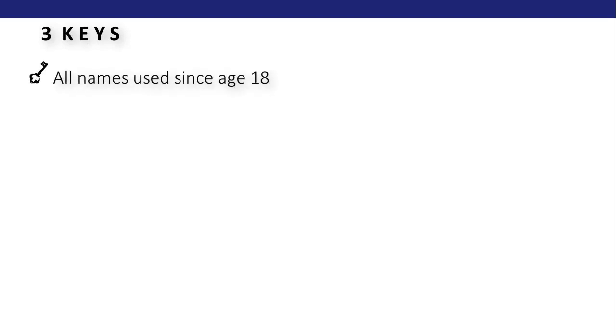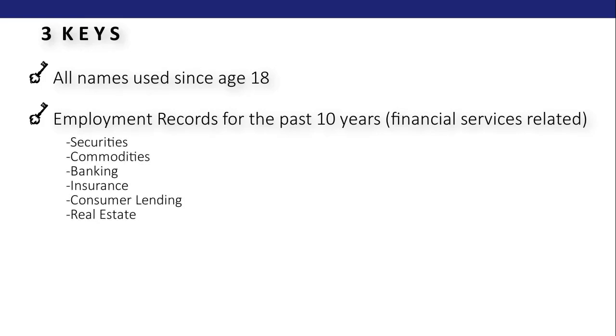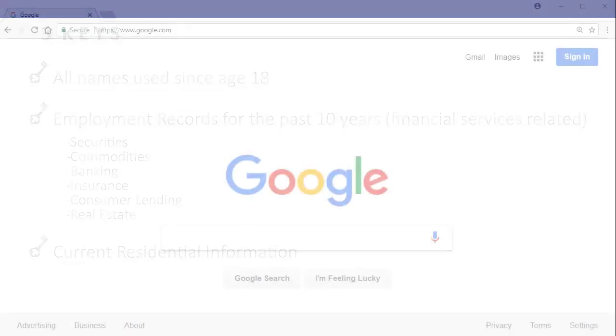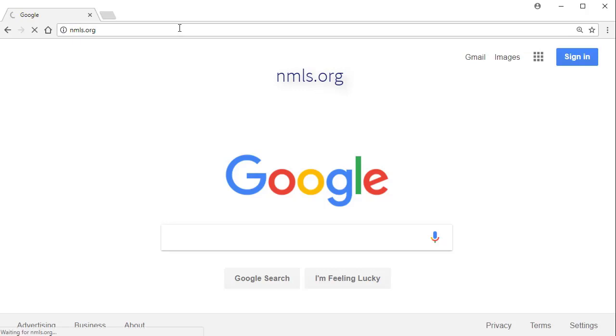All names used since the age of 18, including any aliases and/or your maiden name. Employment records, including dates of employment and addresses covering the past 10 years for any financial services-related employment. Employment pertaining to securities, commodities, banking, insurance, consumer lending, or real estate falls under the requirement. And current residential information.